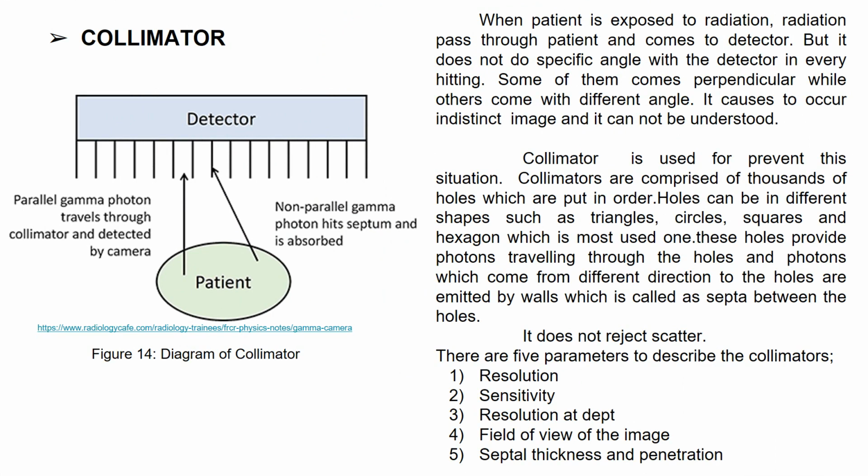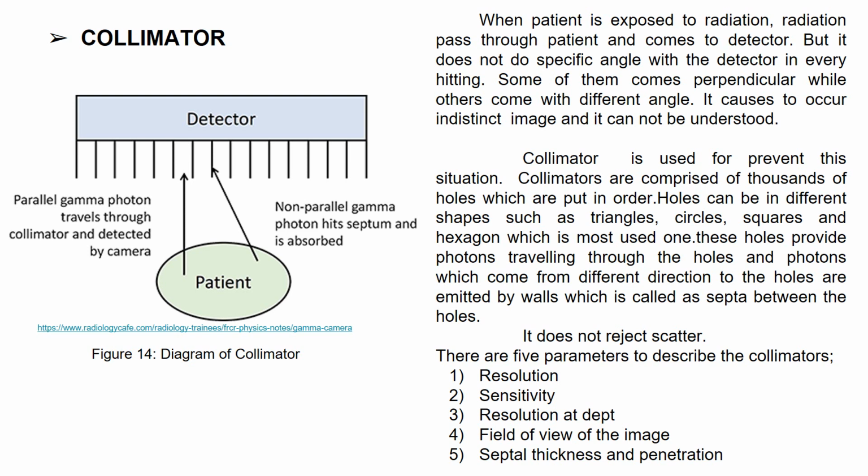When the patient is exposed to radiation, it passes through the patient and comes to the detector, but it doesn't come at a specific angle to the detector in every case. Some of it comes perpendicular while other radiation comes at different angles. This causes a distorted image that cannot be understood. A collimator is used to prevent this situation.